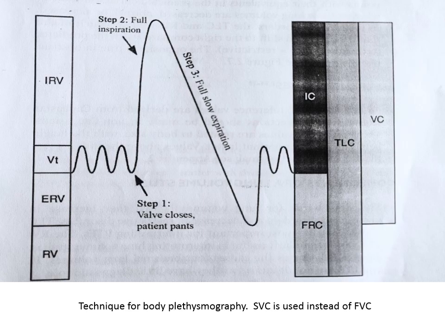Technique of body plethysmography. The most common measurements made using body plethysmography are thoracic gas volume and airflow resistance. Here the subject should breathe normally at a tidal volume. After 3 to 4 tidal breaths, at the end of the last tidal expiration, the subject is instructed to pant fast against the closed valve, where the plethysmograph measures functional residual capacity.